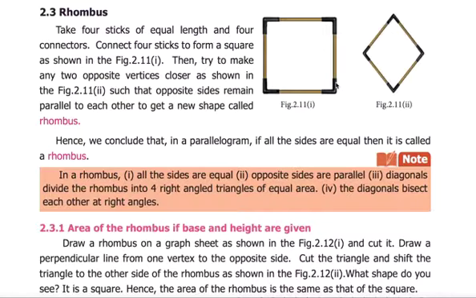Diagonals divide the rhombus into four right angle triangles of equal area. That means if you draw a line like this, and a line like this, you'll get four triangles of the same area. The diagonals bisect each other at right angles.